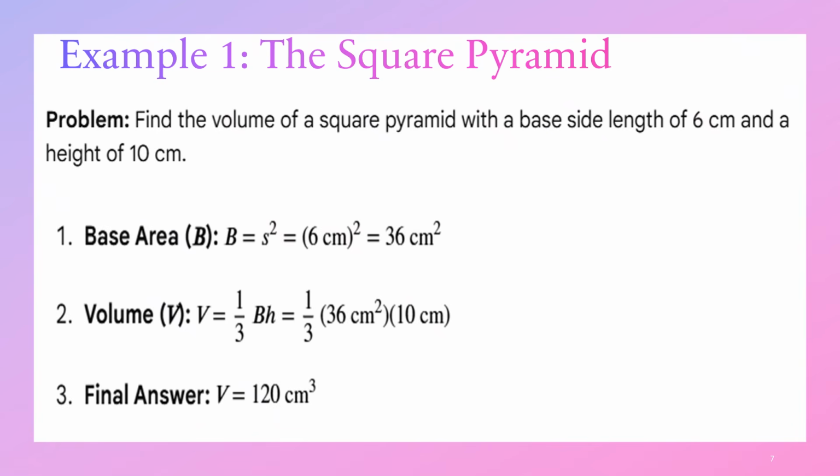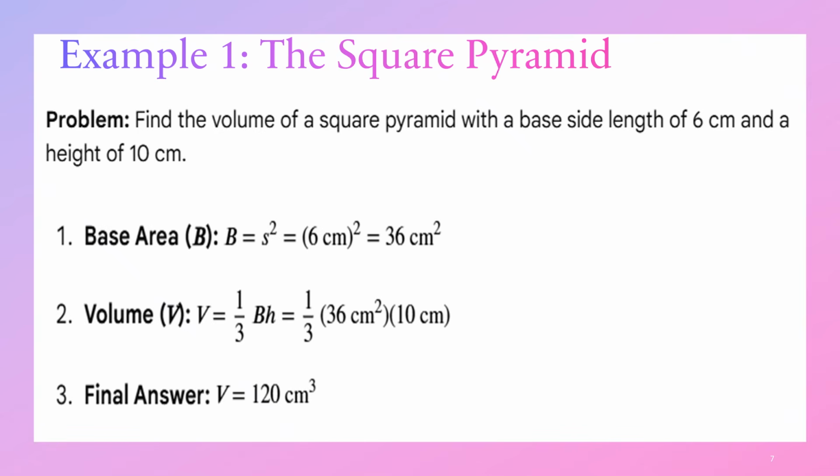Okay, so let us continue. For example, we have a square pyramid. Find the volume of the square pyramid with a base side length of 6 centimeters and a height of 10 centimeters. Now, for the area of the base, we know that a square has 4 equal sides. So S times S, or S squared, that is 6 cm squared, or 36 square centimeters.